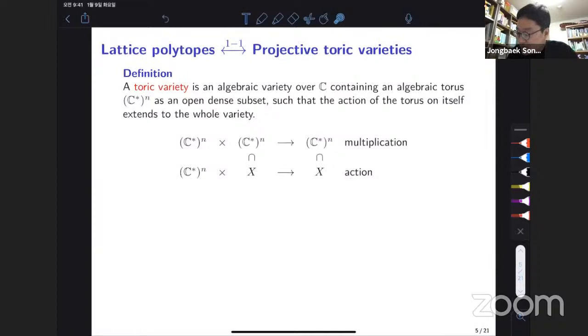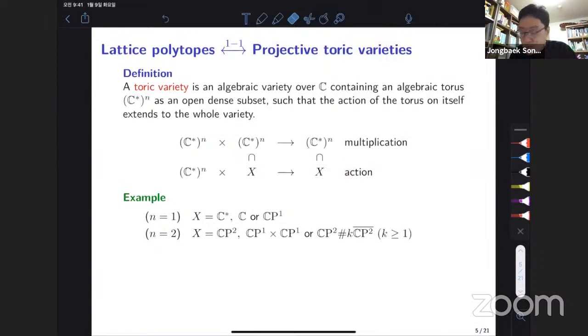So what is a toric variety? A toric variety is a complex algebraic variety containing an algebraic torus (C^*)^n as a dense open subset, such that the natural action of this algebraic torus on the dense open subset extends to an action on the variety. That is the condition for a toric variety. Even if it looks a little complicated, the situation can be summarized by this diagram: first you have the multiplication on the algebraic torus, and then this multiplication has to be extended to an action on the variety.